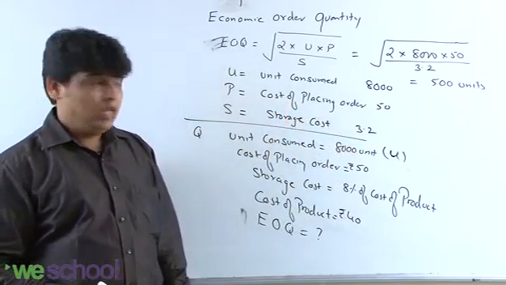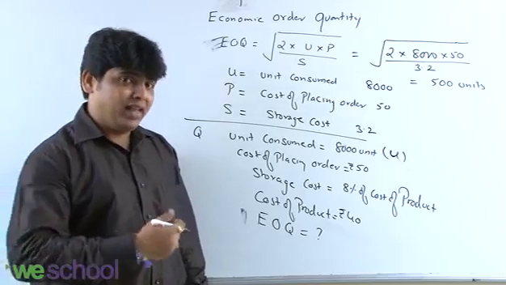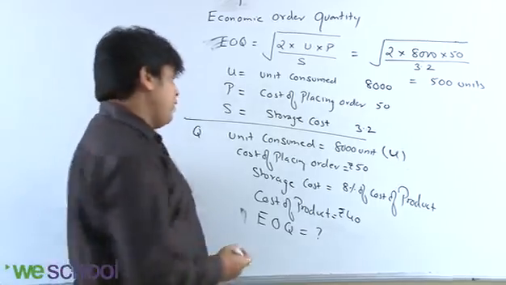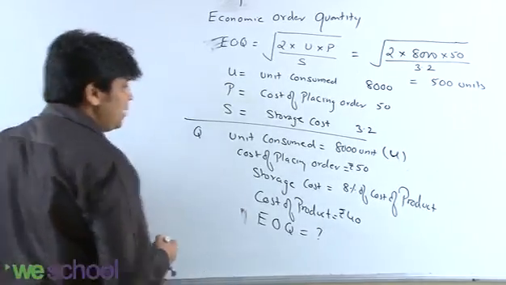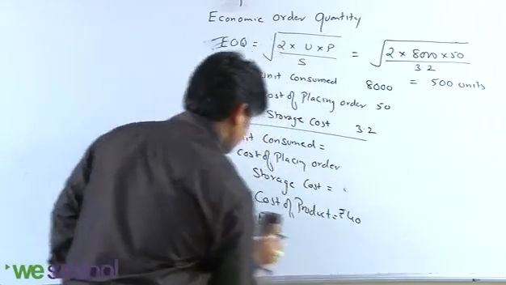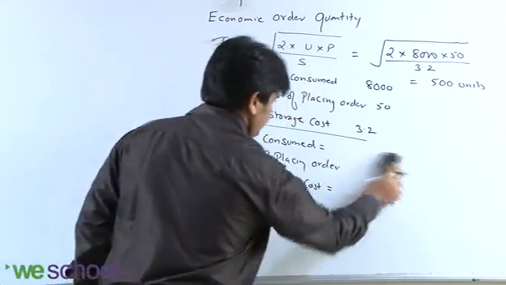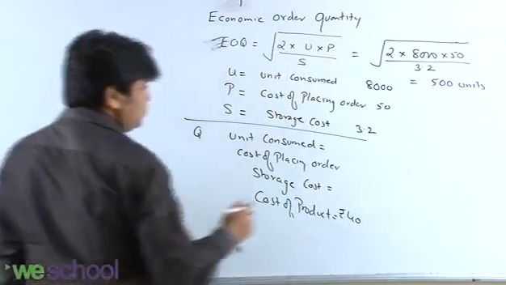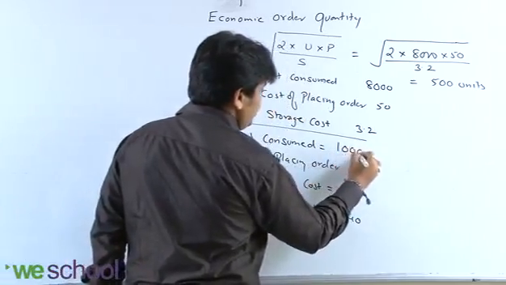You got the point? Now, are you ready for the next sum? Yes. Are you ready for the next sum? Okay, fine. I'll give you the next sum. Units consumed is 10,000 units.